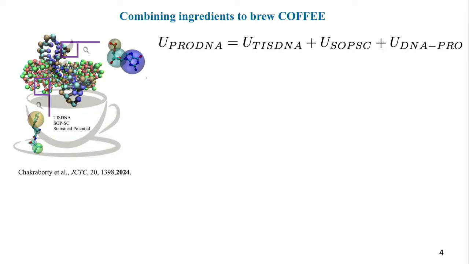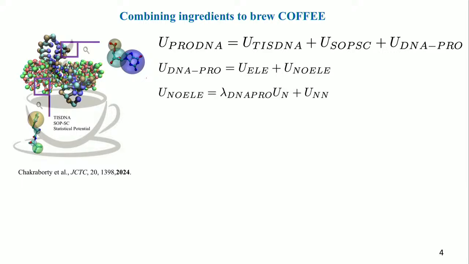So one can write down the potential energy function for the protein-DNA interaction in this way. You have the TIS-DNA model and the SOP-SC model, which I explained in the last two slides. And then you also have an additional interactions term which describes the interaction between your DNA and protein molecules. Now, one can decompose this DNA-protein interaction into electrostatic and non-electrostatic components. Electrostatic is basically where your charged amino acids interact with your phosphate backbone, and then there's a non-electrostatic component which one can write down as coming from native-like interactions and non-native interactions.